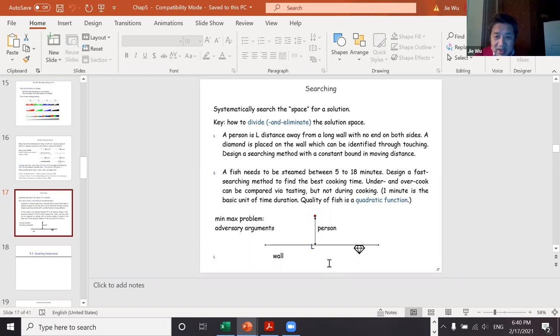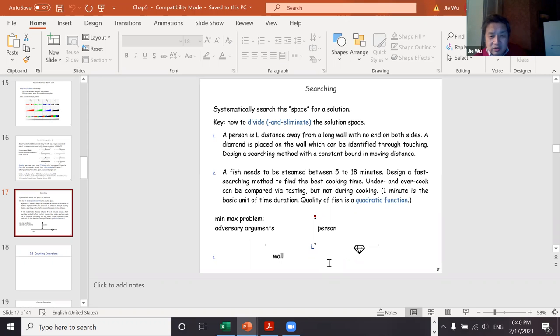So one key thing is that now I assume the quality of fish is a quadratic function. So it's very important. What does quadratic function mean? It means that if you steam the fish for a little time, it's raw, so it's not good. If you spend a little bit more time cooking, the quality is better. So it's going up until you reach the peak. Then it becomes overcooked, and it goes down.